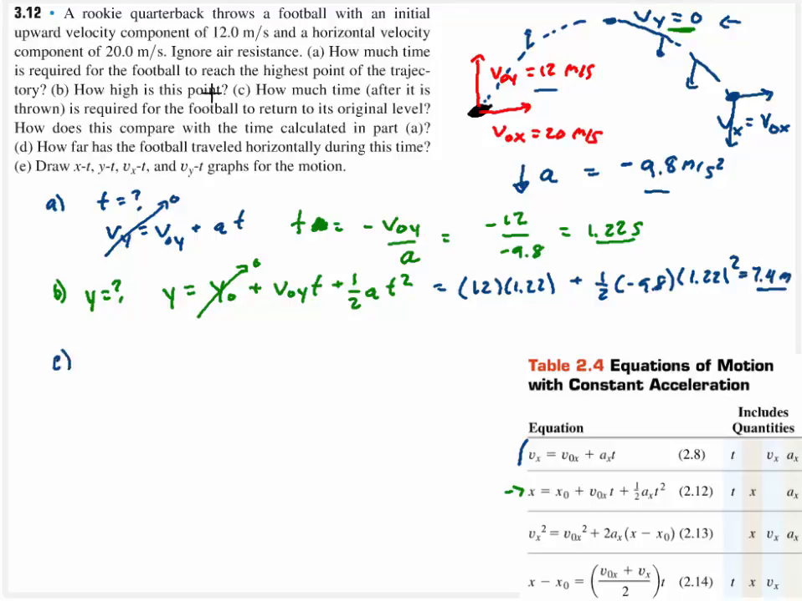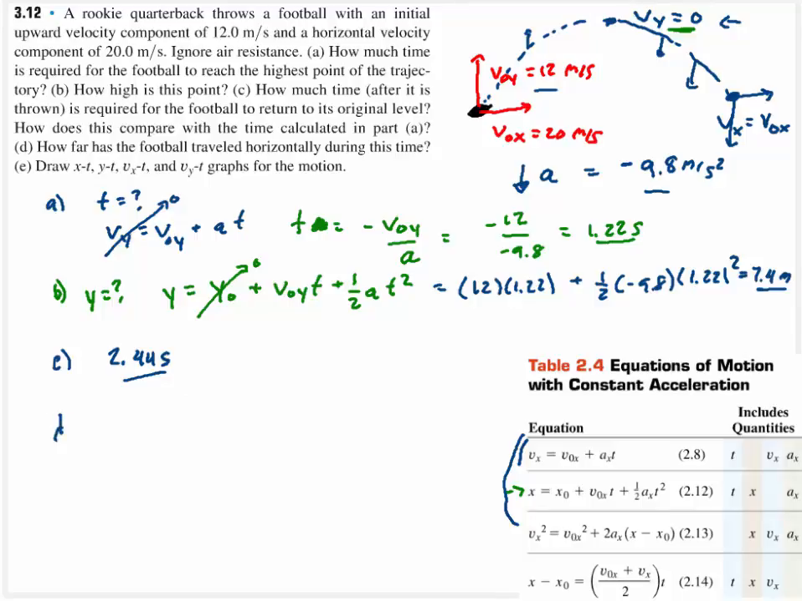For part C, how much time does it take to return to the original level? Well, if it took 1.22 seconds to do the first half of this trajectory, it's going to simply take 1.22 seconds to come back down, so it's going to be a total of 2.44 seconds. So that's kind of doing it logically. You could also use these equations right here to do it mathematically if you wished.